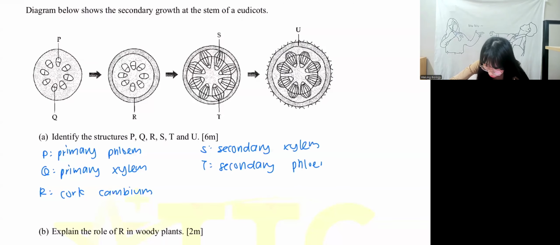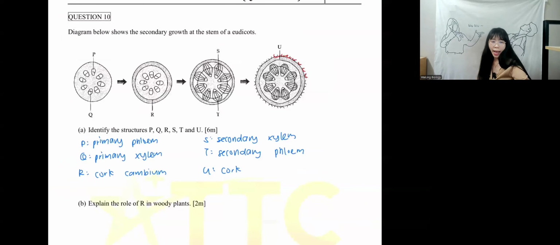Phloem, okay, secondary phloem. The U labeling is a bit off. This U labeling is supposed to point at this part here. The U labeling is supposed to be here. So what is U? U is the cork. Very good. C-O-R-K, the cork. Okay. Explain the role of R in woody plants.